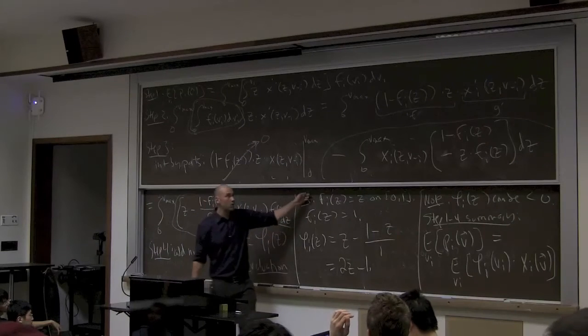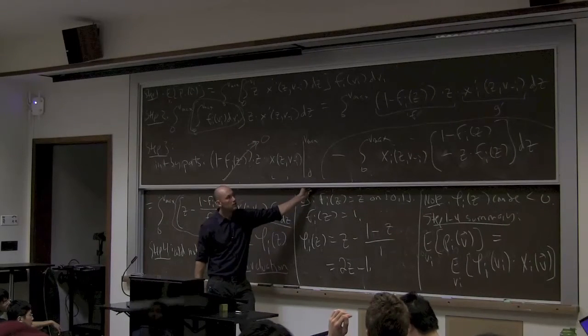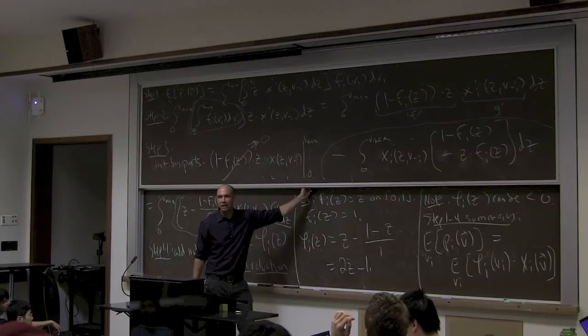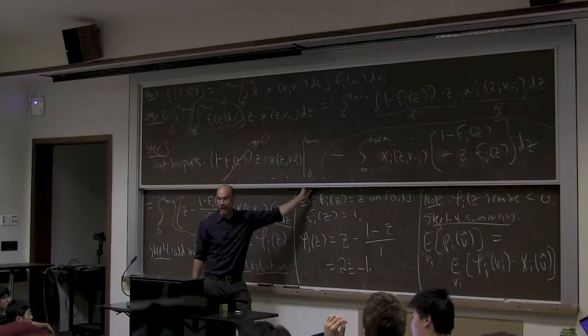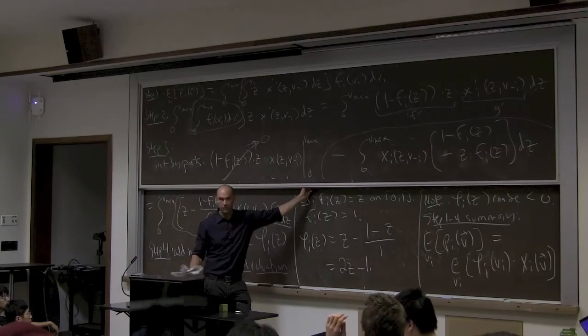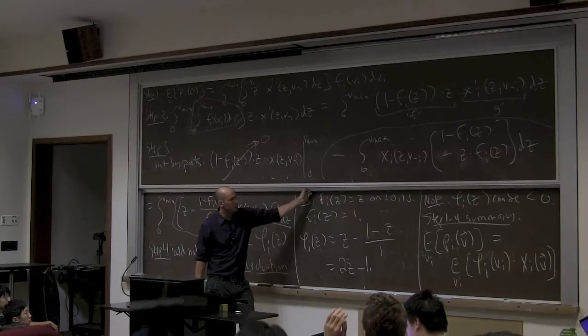So it is not a priori obvious. I know of no way to easily explain why you get such a magically simple formula for payments purely in terms of the allocation rule. But now that we have it, it's extremely useful. And so that's what I'm going to spend the rest of the lecture explaining.